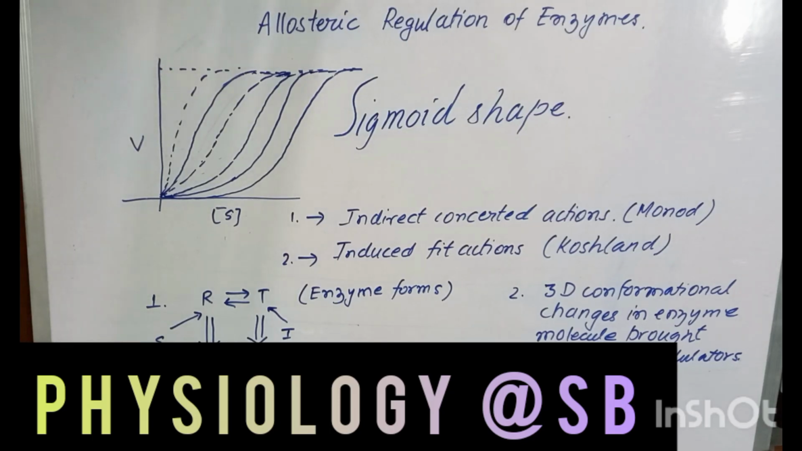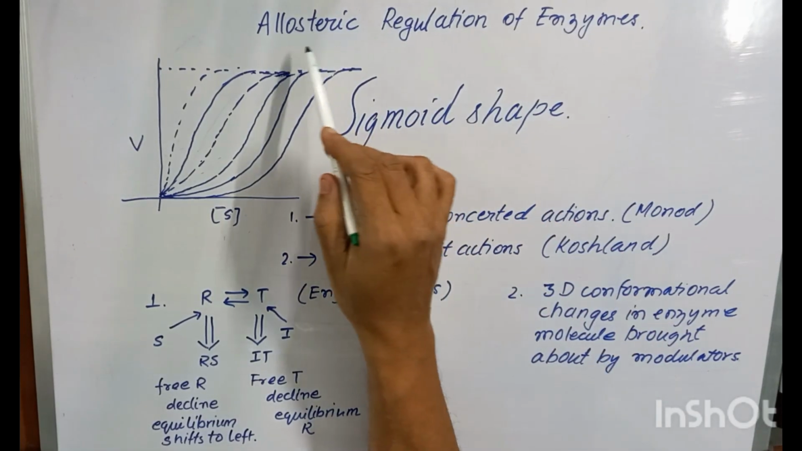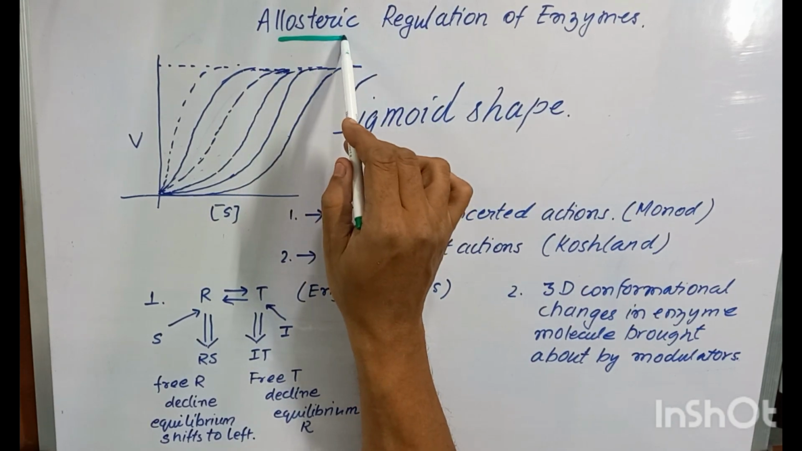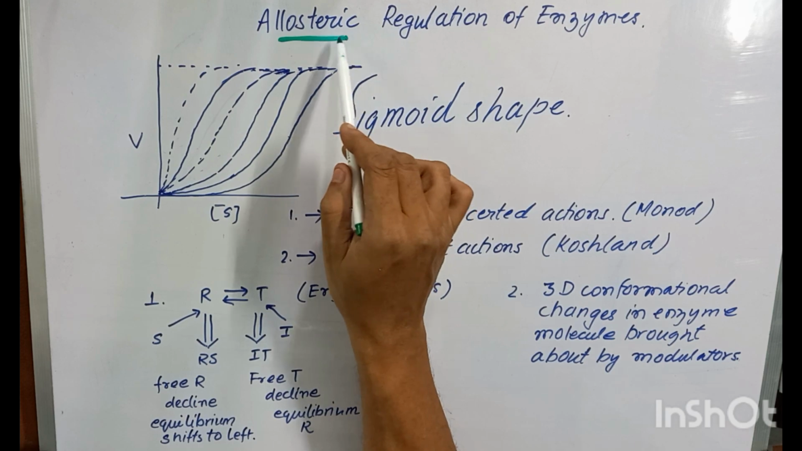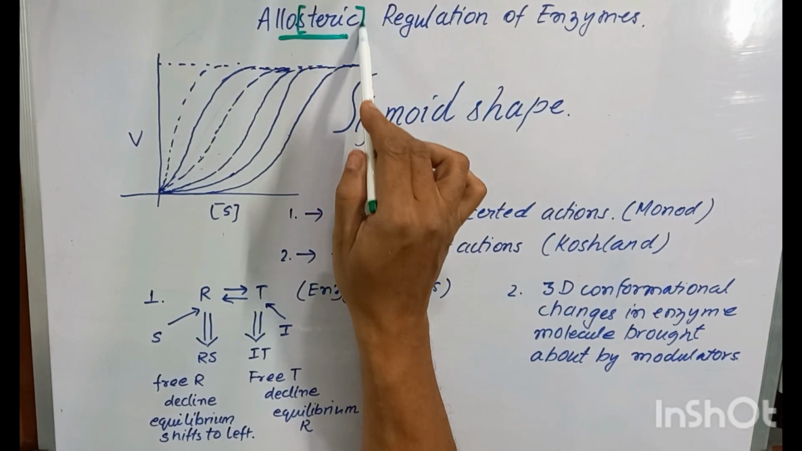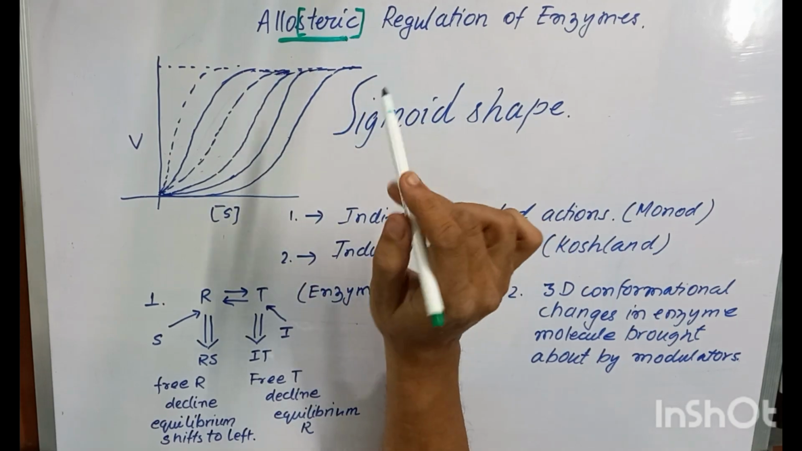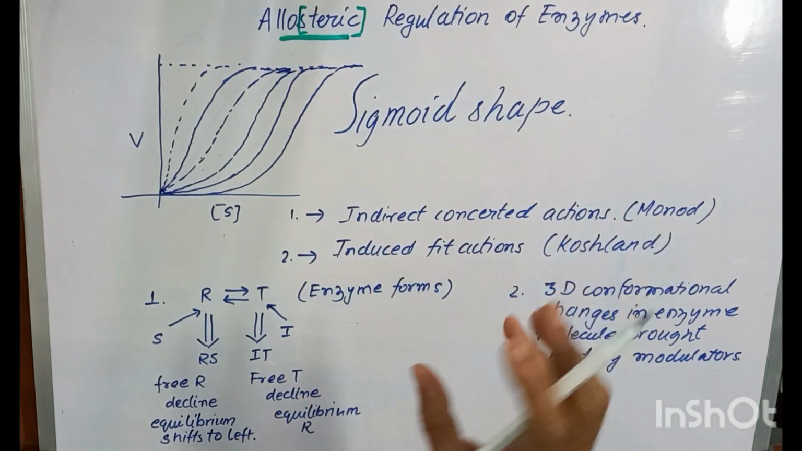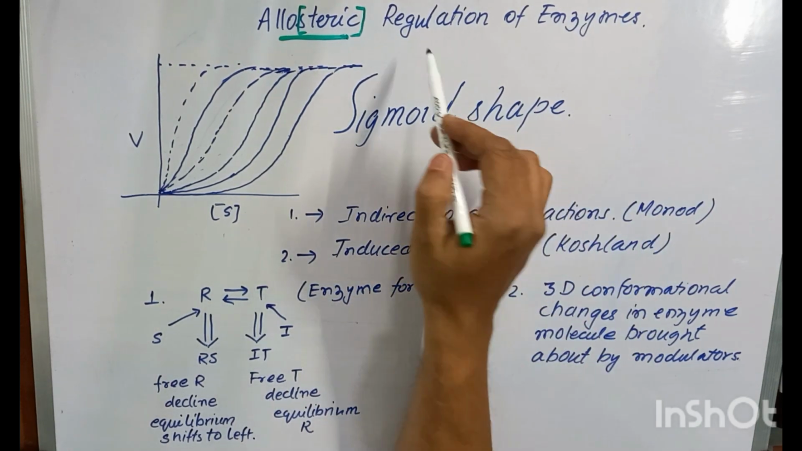Today I'll be teaching you allosteric regulation of enzymes. Now what is allosterism? Allosteric means something which is spatial, which is steric. The word steric comes from space. Steric means some molecules, some ligands, which by binding to the enzyme are regulating the enzyme.